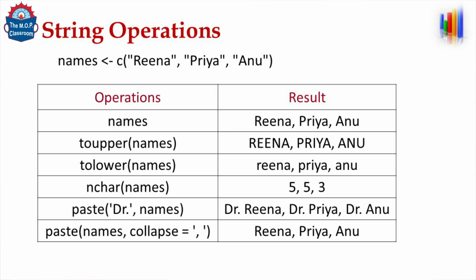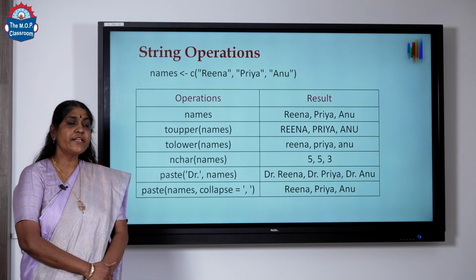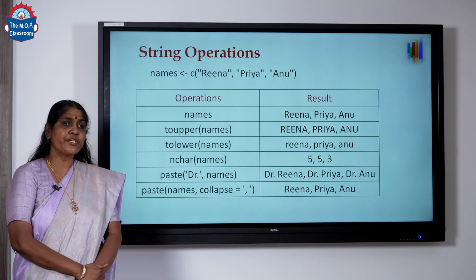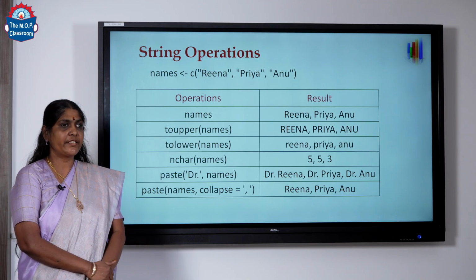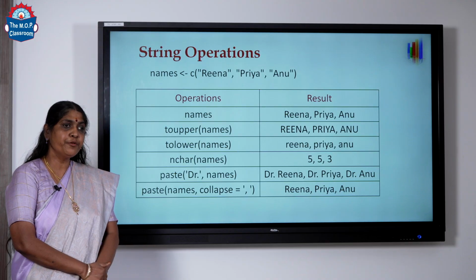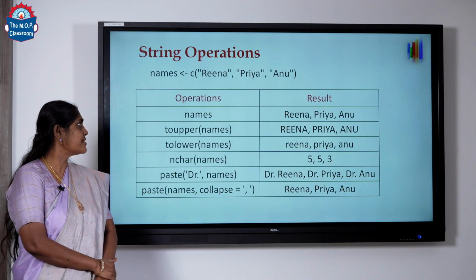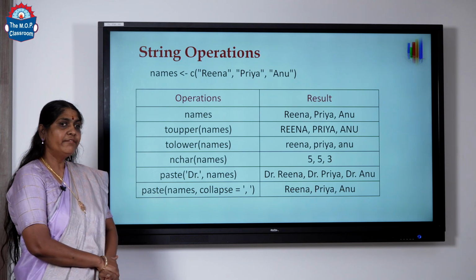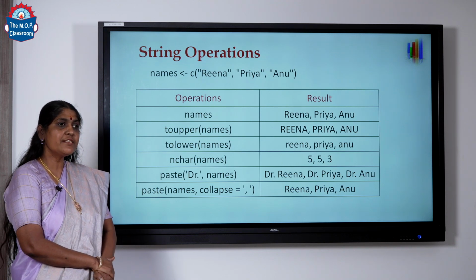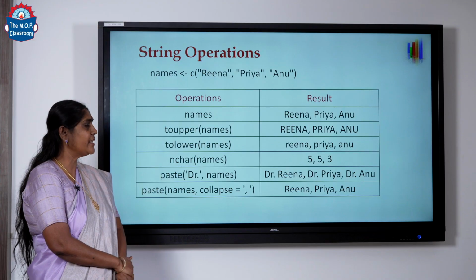Now comes the string operations. R has a large package of string operations, and let us see how the string operations are performed on the vector. We have used a few here to list out the usage of vectors in string operations. So, we have a vector called names, which contains 3 names. We can simply print the names.